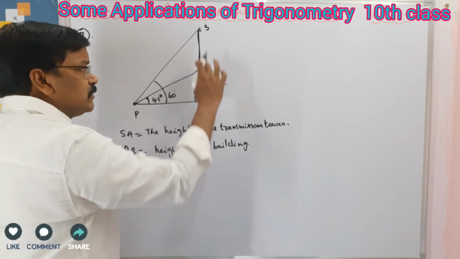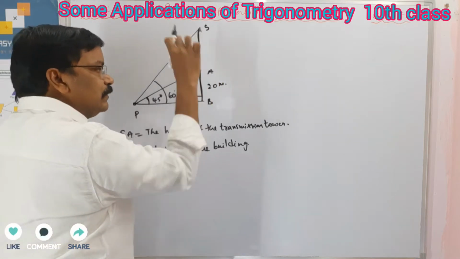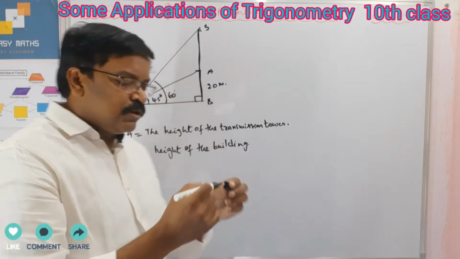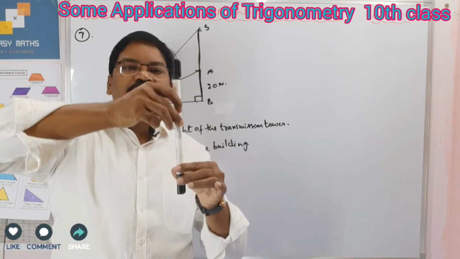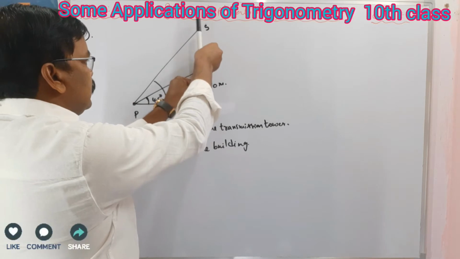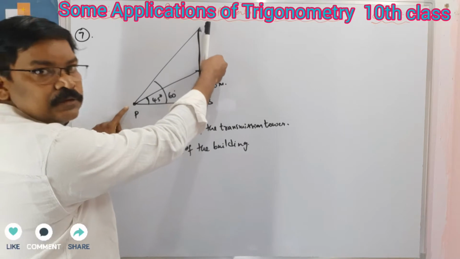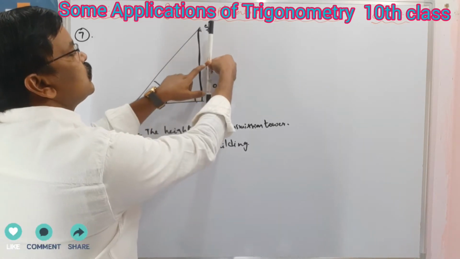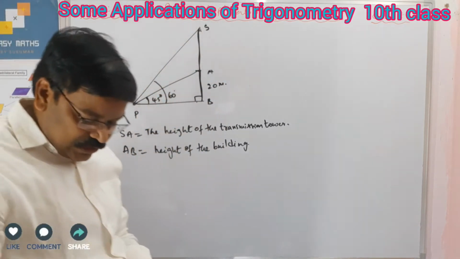Here, my dear students, this transmission tower is fixed on the top of the building. AB is the building, and this transmission tower is fixed on the top of the building. See, for example, this is a building. Again, we fixed a transmission tower on the top of the building. Here, there is a point on the ground. So from this point, the angles of elevation of the bottom of this tower and the top of the tower are 45 degrees and 60 degrees.